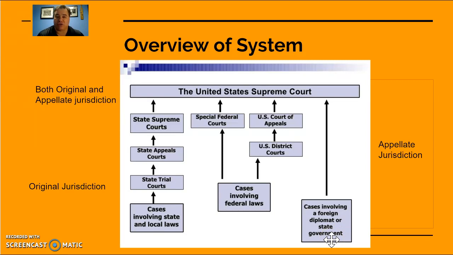Finally, there is a special, very rare category of cases where the U.S. Supreme Court has original jurisdiction. Remember, we talked in class about the distinction between original and appellate jurisdiction. Original jurisdiction is the trial level. Cases involving foreign diplomats, or government versus governments, border disputes, riparian rights, which are water rights, that kind of thing, will go directly to the U.S. Supreme Court for disposition at trial. So we're going to talk a little bit more about what happens at the trial level, the appellate level, and the Supreme Court level in this brief video.